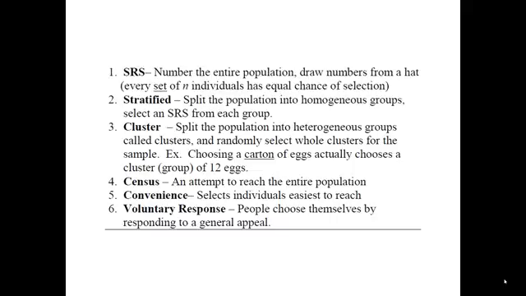Number 4. Census. An attempt to reach the entire population. 5. Convenience. Selects individuals easiest to reach. 6. Voluntary response. People choose themselves by responding to a general appeal.